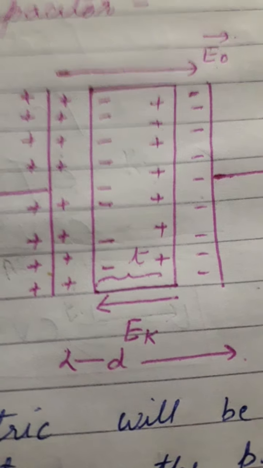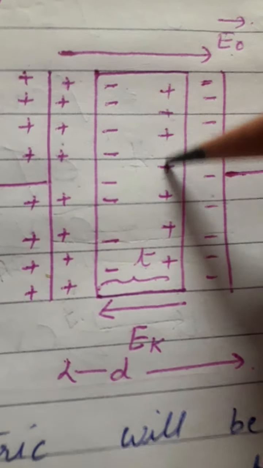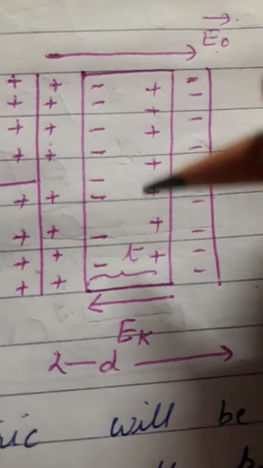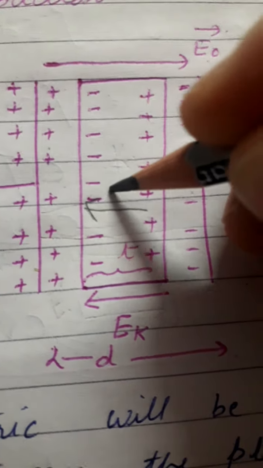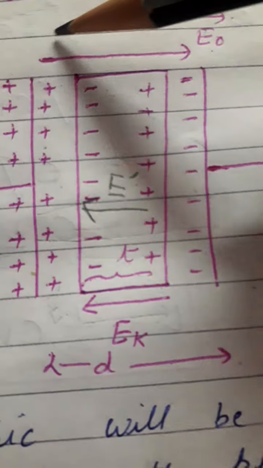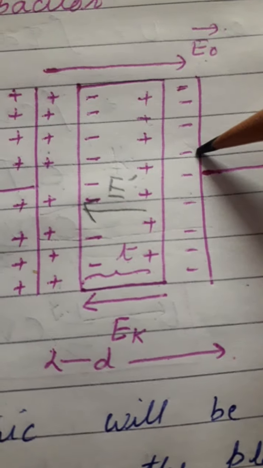And as per their charges, we can see that this side of the dielectric is positive, this side of the dielectric is negative, and due to this separation, a net electric field develops inside the dielectric. Let this be E dash. And if the electric field inside the dielectric is E dash, the external field is E naught due to the charge on the plates.